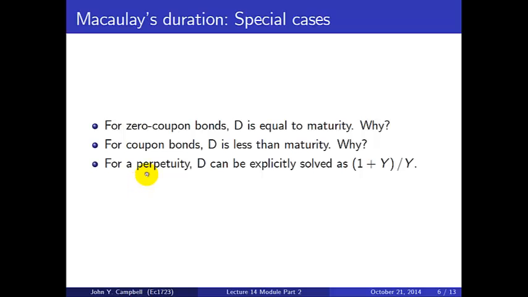And finally, there's a special case that's worth noting. For a perpetuity, duration can be explicitly solved as 1 plus y over y. In that case, there's an infinite stream of payments, but because we're weighting the times by present values and present values decline geometrically, there's an explicit solution, 1 plus y over y.